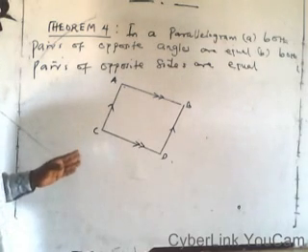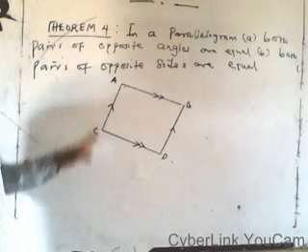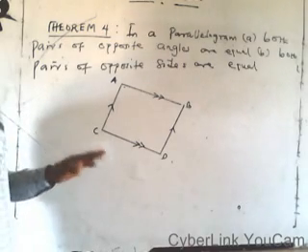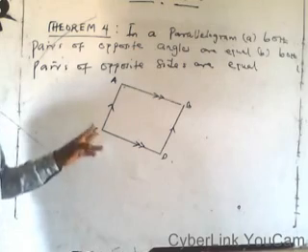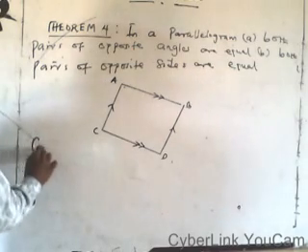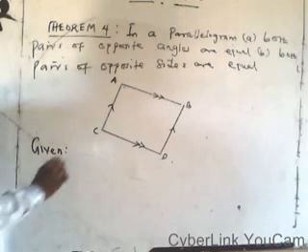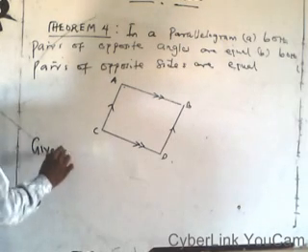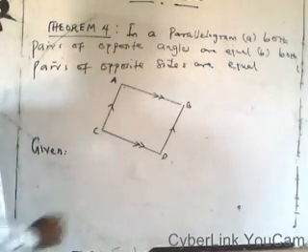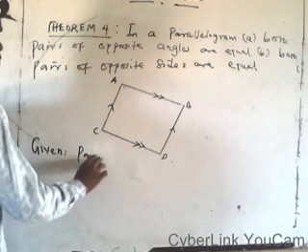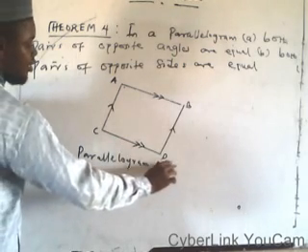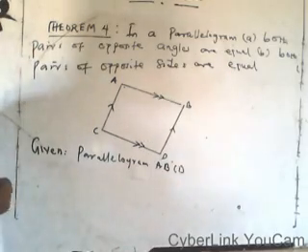And the second guideline is that we are going to have our diagram in case we have this, while the third is what we are given. So given is also what we have stated here. We are given quadrilateral ABCD. So the given here is this. We are given a parallelogram ABCD. That is what we are given.